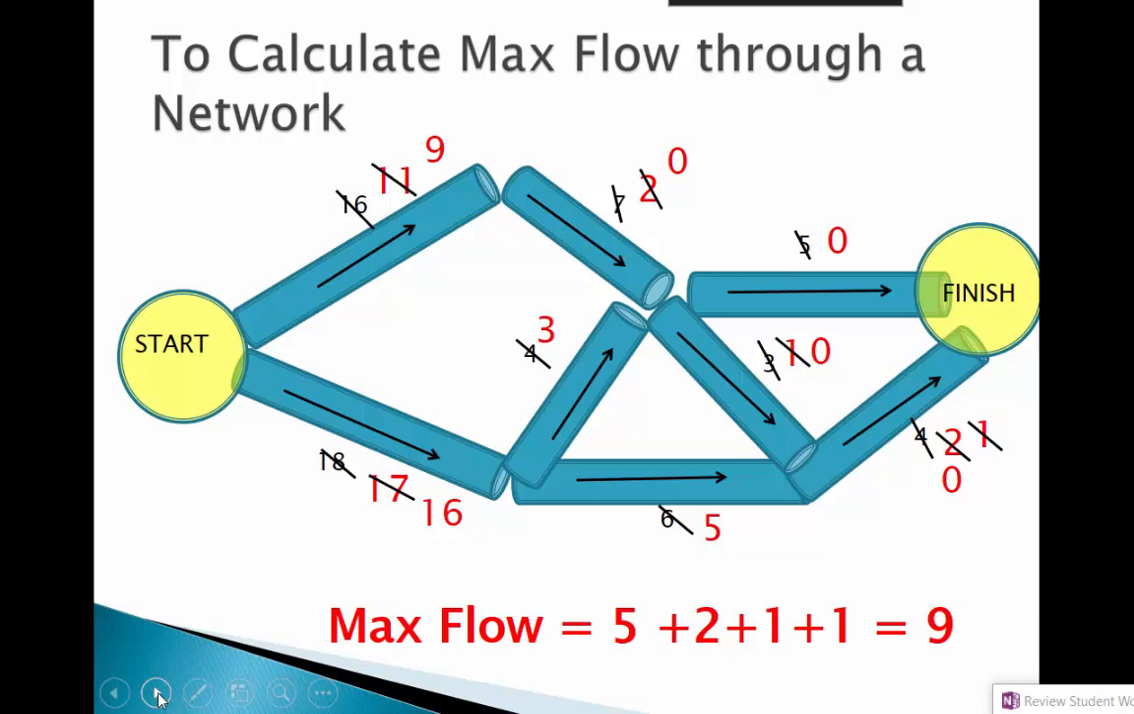Now when I'm thinking about what my maximum flow through that network would be, it's 5 plus 2 plus 1 plus 1, which is 9. One of the questions I might look at is how could I increase that network? What road could I increase, or what pipe could I increase, that might allow me to increase the network? Straight away I'm thinking this one down the bottom here is probably a good one to think about upgrading, because I've got 16 take 5. If I had another 5 on that network, I could increase that.